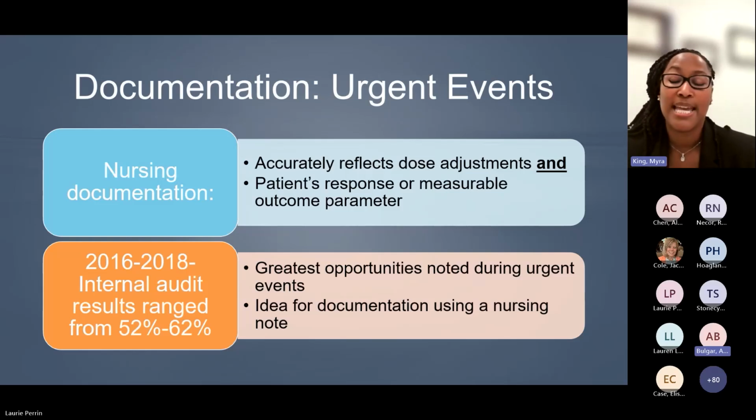So we came back to the drawing board, and we were reminded of our required nursing documentation per Joint Commission, as well as in our policy. It states that our documentation must accurately reflect dose adjustments and the patient's response. When we looked at our internal audits over 2 years, we were only compliant about 50 to 62% of the time. So we still had significant opportunities as it relates to our compliance. We decided to do a deeper dive. When are these fallouts occurring? What are the situations in which these fallouts are occurring? Let's talk to our nurses. Let's get some feedback and see where our opportunities exist.